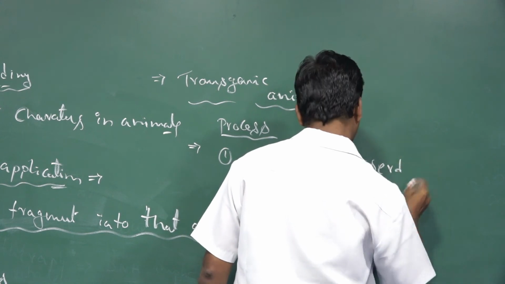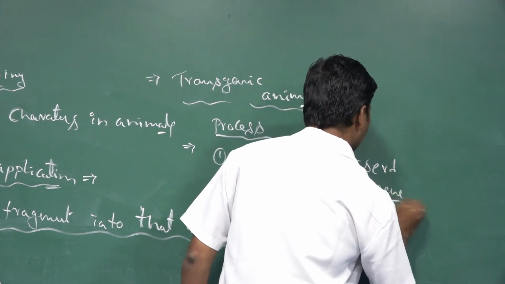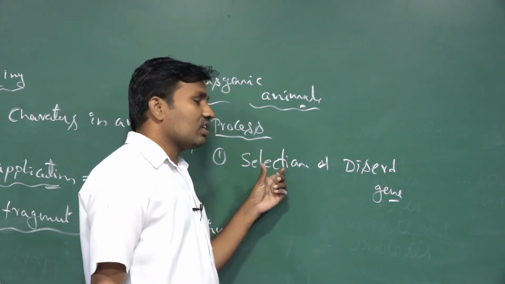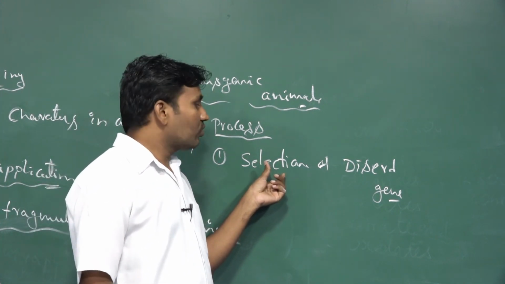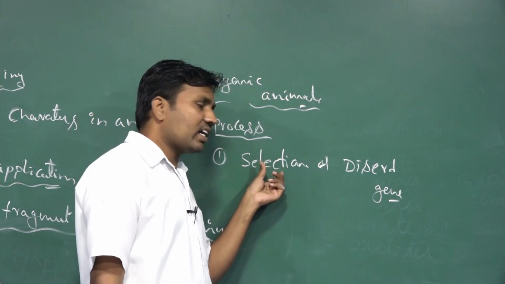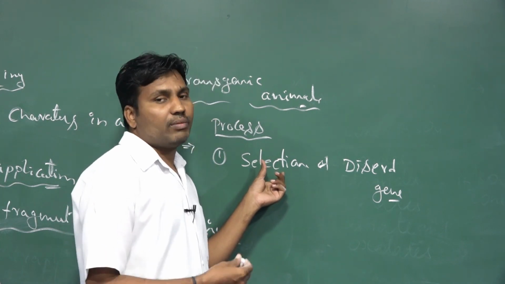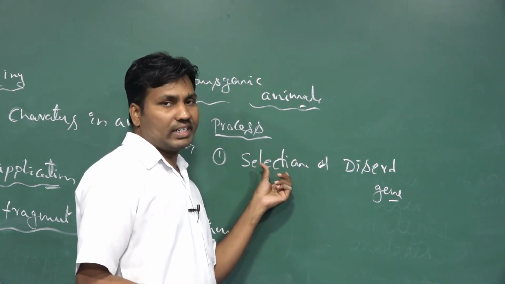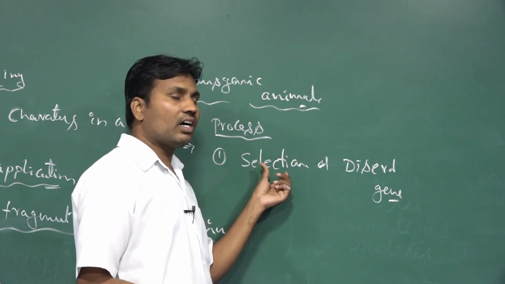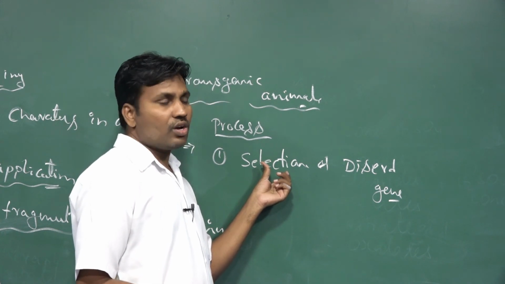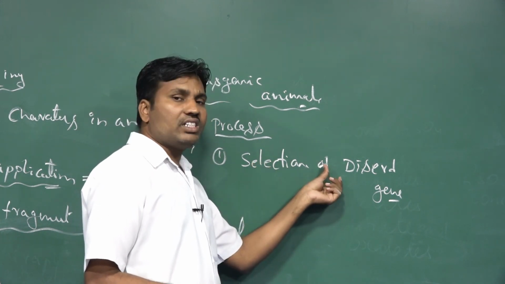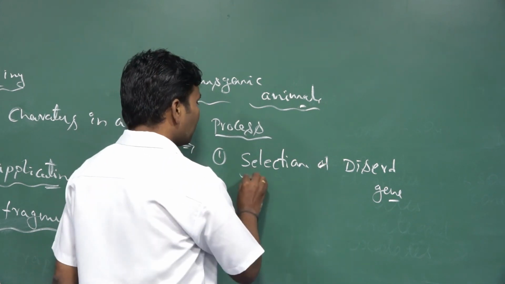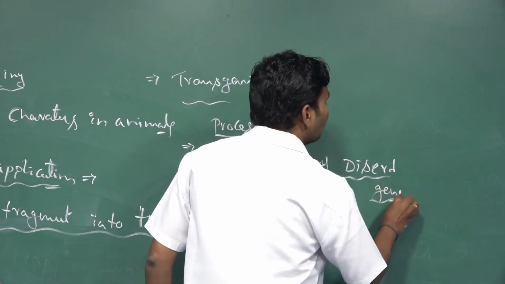desired gene. Desirable or desired means whatever genes or characters we want to improve in that particular animal, that specific gene we are going to select. By using molecular tool techniques, we separate that particular gene from the selected individuals. So this is called the selection of the desirable gene.